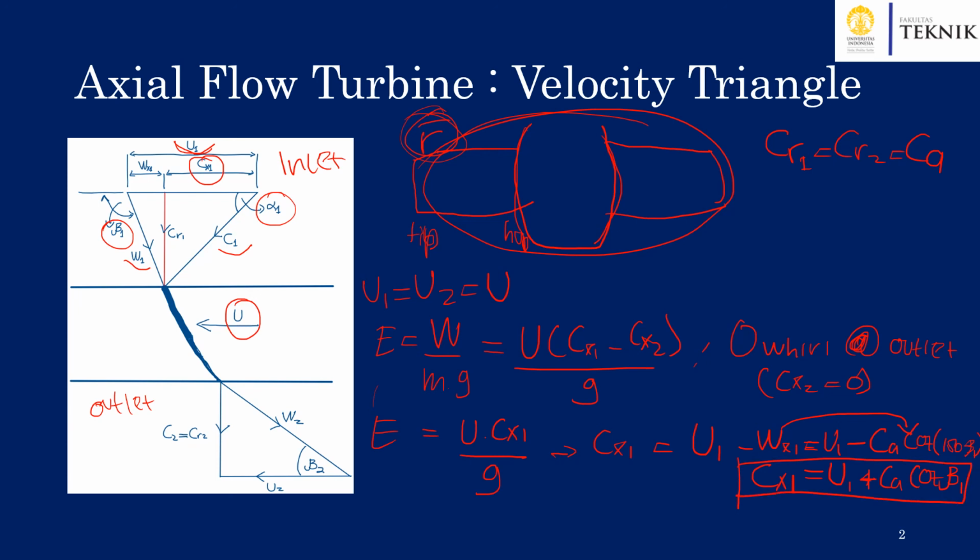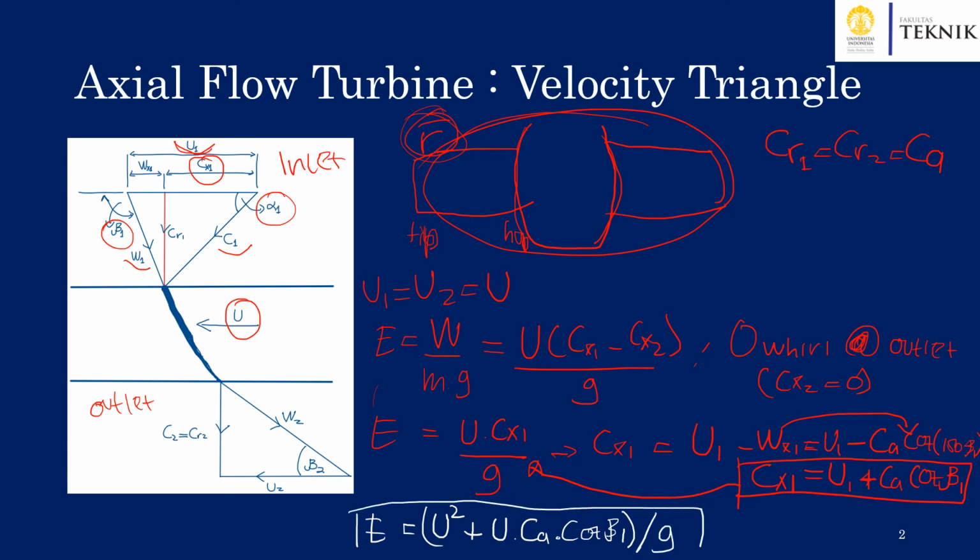Now we put this Cx1 back into these equations. The final form of the Euler equation becomes U to the power of 2 plus U multiplied with Ca multiplied with the cotangent of the blade angle at the inlet, put a bracket here, divided by gravity. So this is the Euler equation for an axial flow turbine, or in this case the Kaplan turbine.